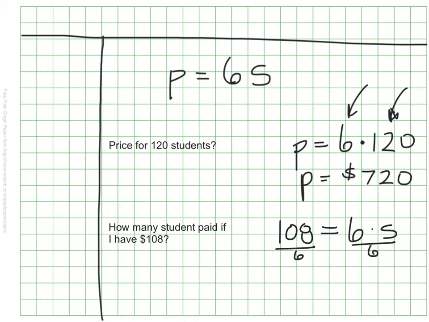by 6. And you'll see this set up more next year, and I'm just kind of showing it to you, but our backtracking system will always work as well. But you would do 108 divided by 6 to figure out how many students had paid. And if we went through that calculation, we would see that there would be 18 students. So here we've solved for S, we've solved for the number of students by backtracking using our equation that we wrote from our original table.